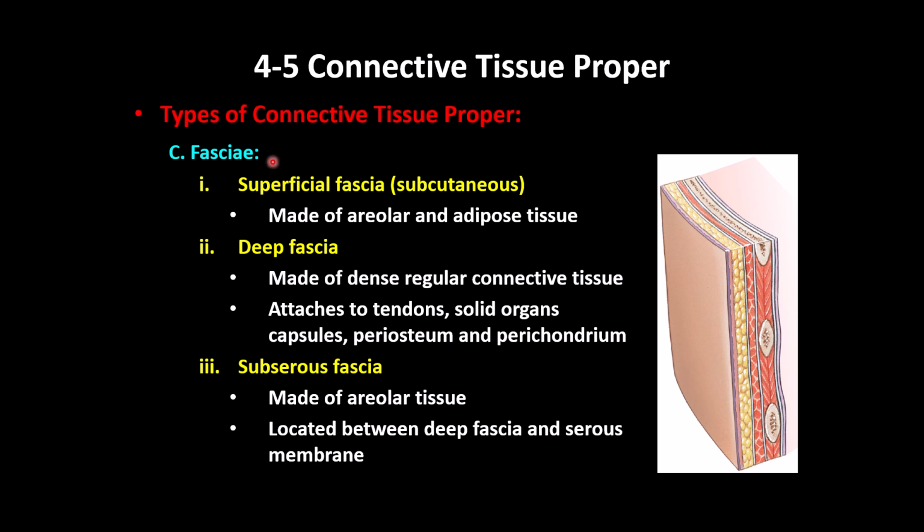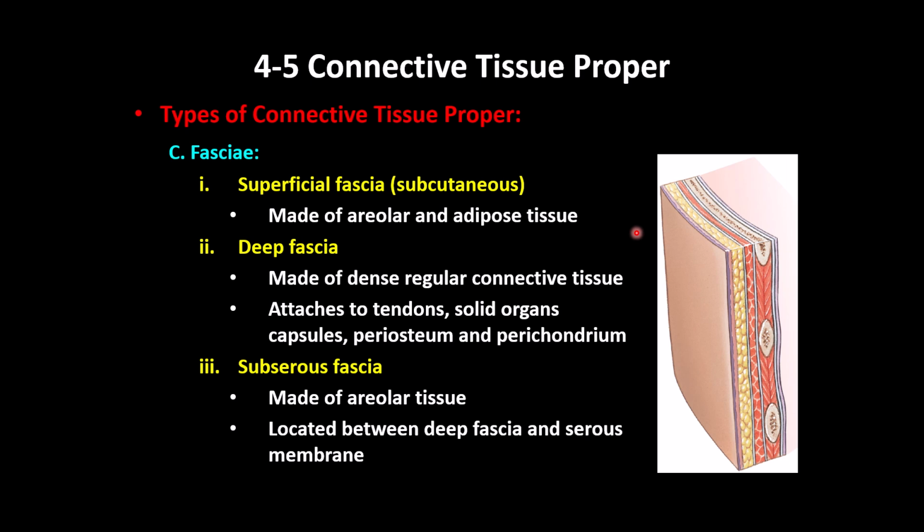Okay, so there is also fascia there. So you can look at the fascia. There are three different types of fascia. One is called the superficial fascia. That is under the skin, and this is made of the areolar connective tissue and adipose connective tissue. The second one is called the deep fascia, and that is made of this irregular connective tissue, and they are usually in the tendons. So the tendons are where the muscle attached to the bones.